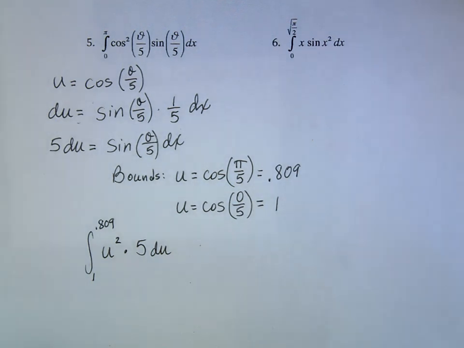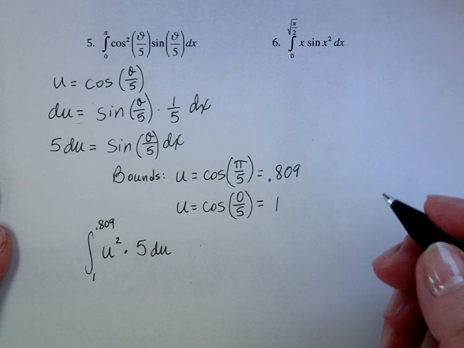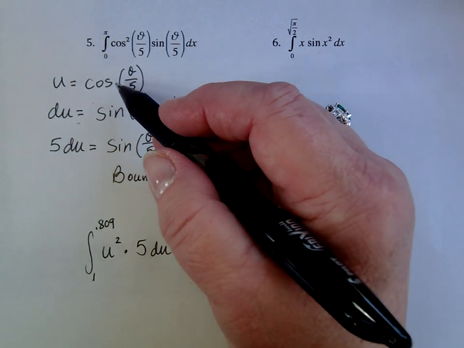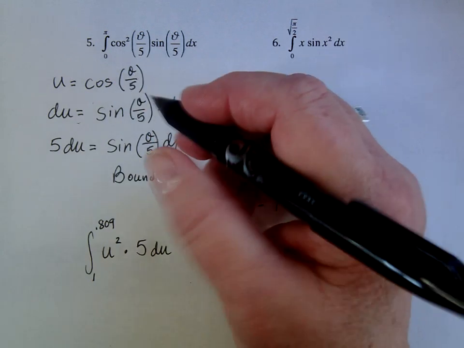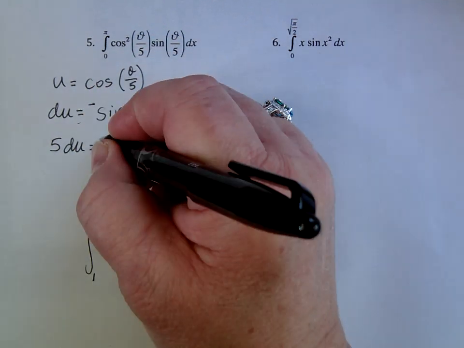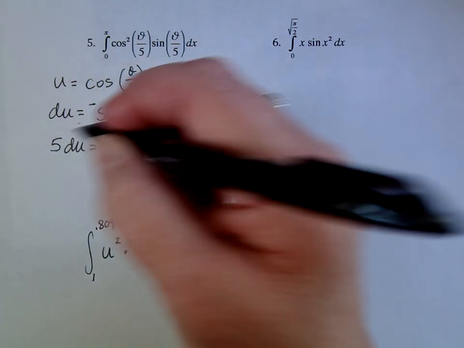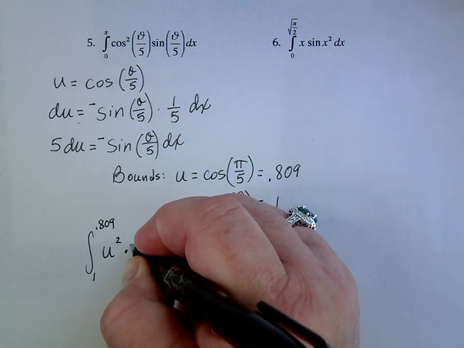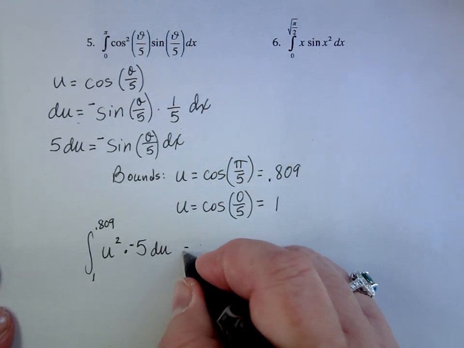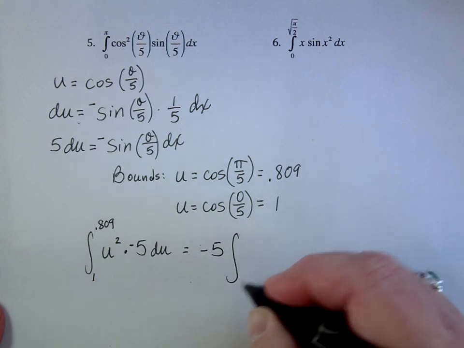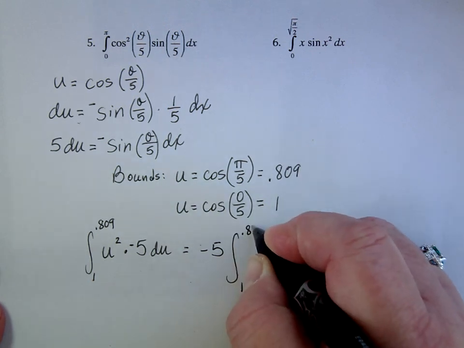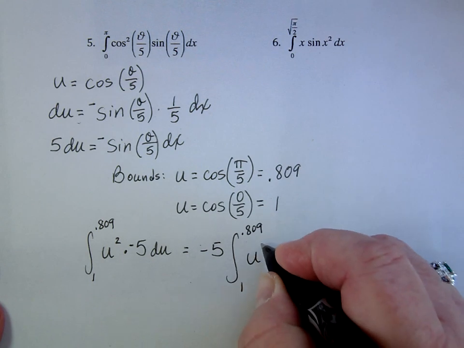And that's what I want to take and clean up here. So I'm going to take that guy, and by the way, I keep stopping because I keep hesitating. If this was cosine, and I take the derivative of cosine, that's negative sine, isn't it? I keep double checking that, but here's what I've got, which makes this, I can put the negative here, make this a negative 5. So when I pull this out, it's a negative 5 times the integral going from 1 to 0.809 of u to the second du.